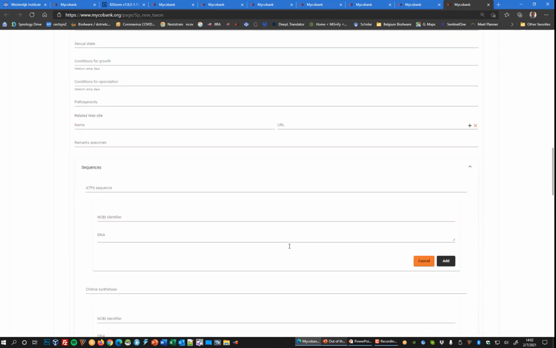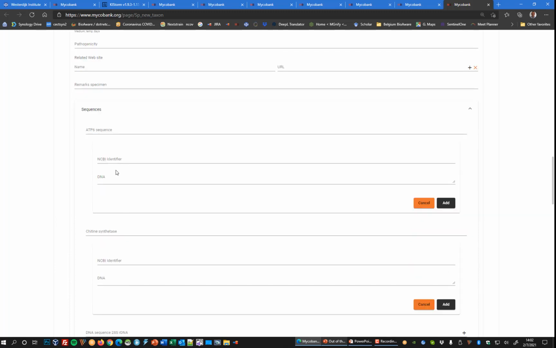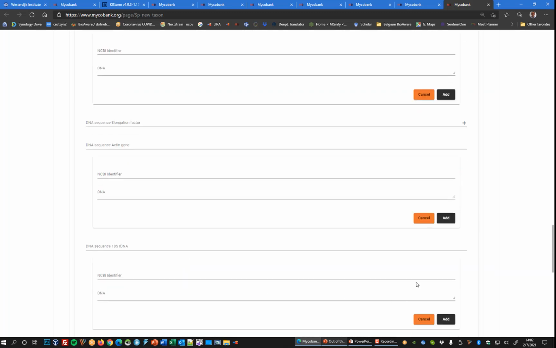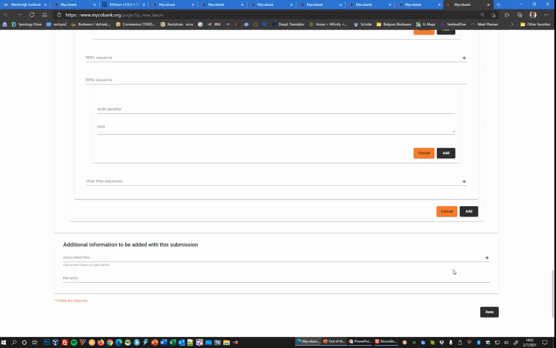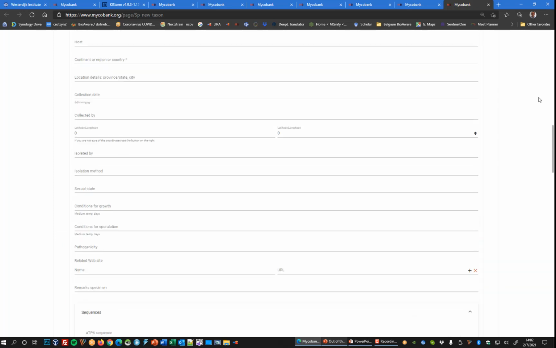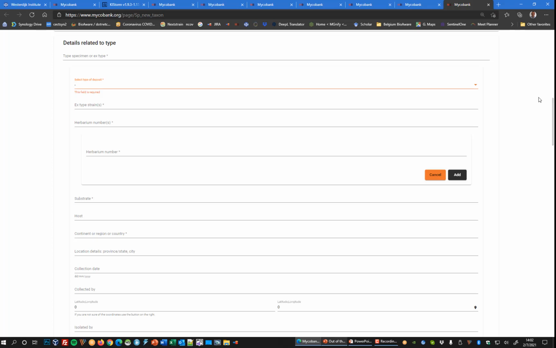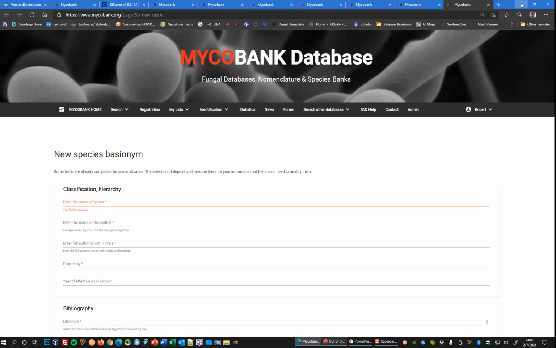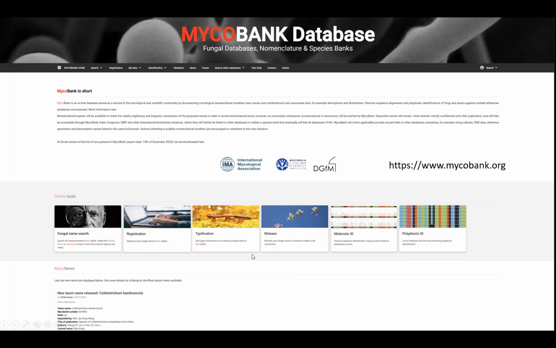And here you can also deposit DNA sequences. You can put the NCBI identifier or the sequence directly, region by region. At this stage, we cannot yet put genomes, because sequencing a fungal genome is much more complicated than sequencing a bacterial genome. So we are not at that level yet, but I'm sure that over time, when the technology improves, that will become more important and possible in the future as well.